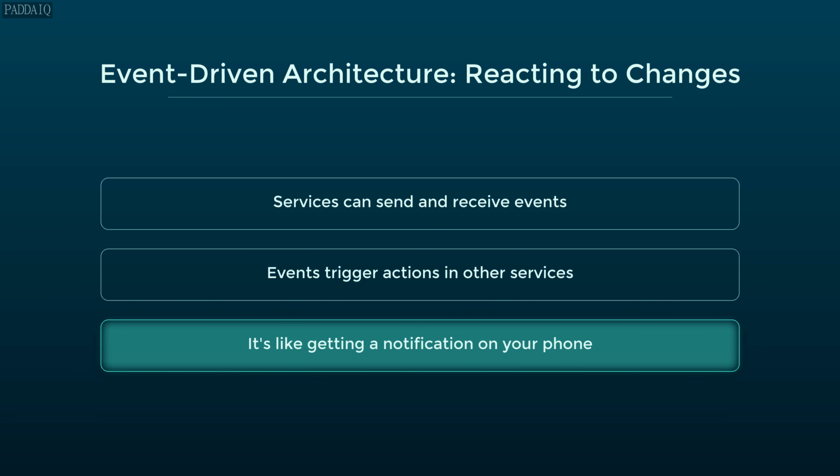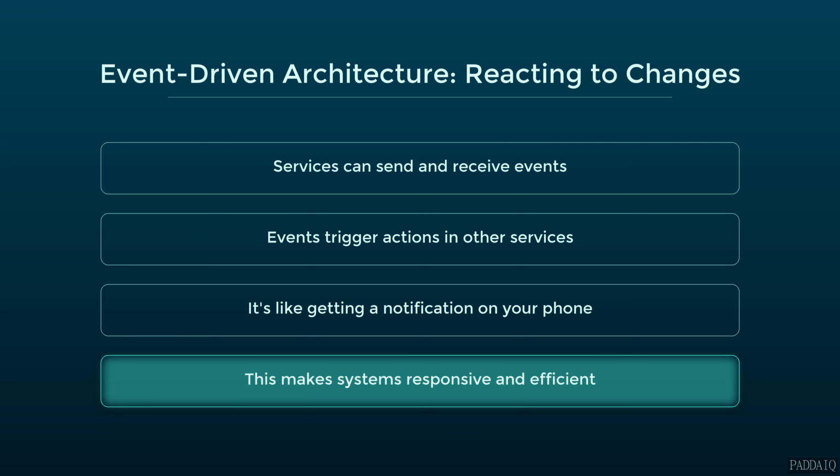It's like getting a notification on your phone. Instead of checking for new messages, you are instantly alerted when something happens. For instance, when a sales order is created, it automatically triggers a delivery process. This keeps your business processes responsive and efficient without manual intervention.